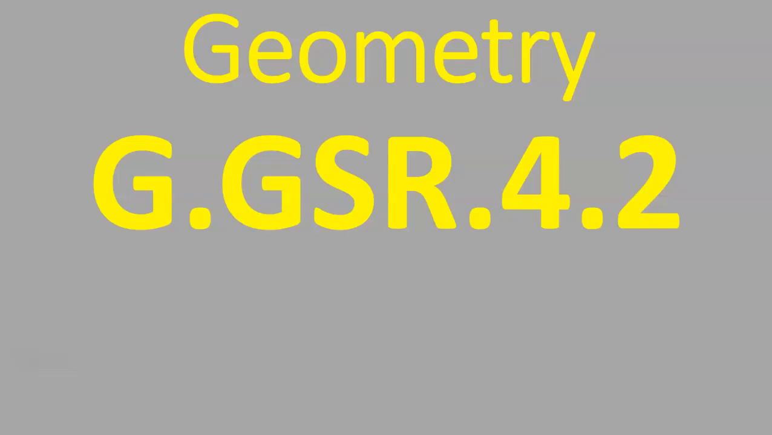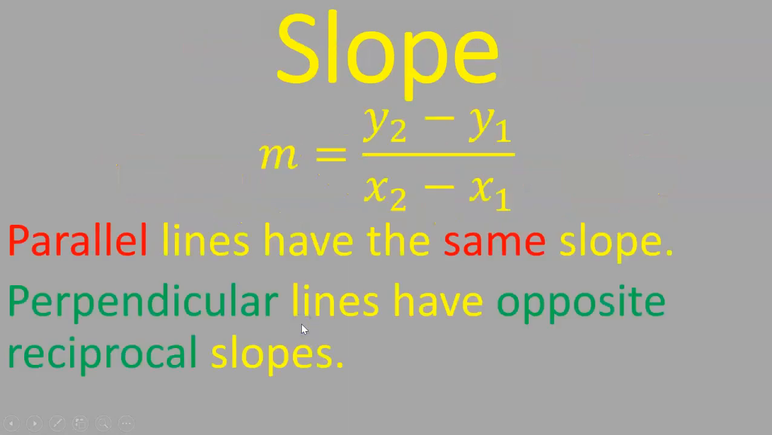Geometry, Geometric, and Spatial Reasoning Standard 4.2. The slope formula is a measure of the steepness of a line. We should be familiar with the slope formula. The distance of y values and distance of x values, or rise over run as you've heard it.